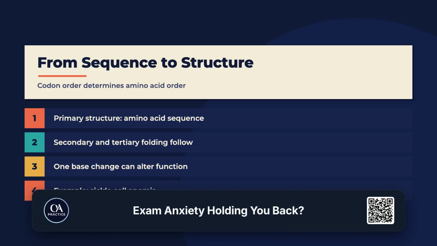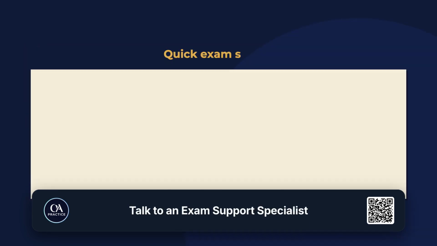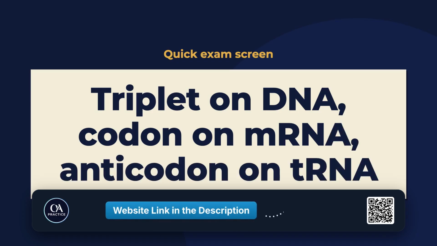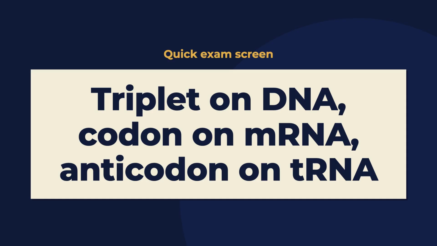A single substituted amino acid in hemoglobin is enough to cause sickle cell anemia. Remember the 3 terms: a triplet sits on DNA, a codon on messenger RNA, and an anticodon on transfer RNA. And if a sequence contains thymine, it cannot be RNA, so rule that out before you even start pairing bases.